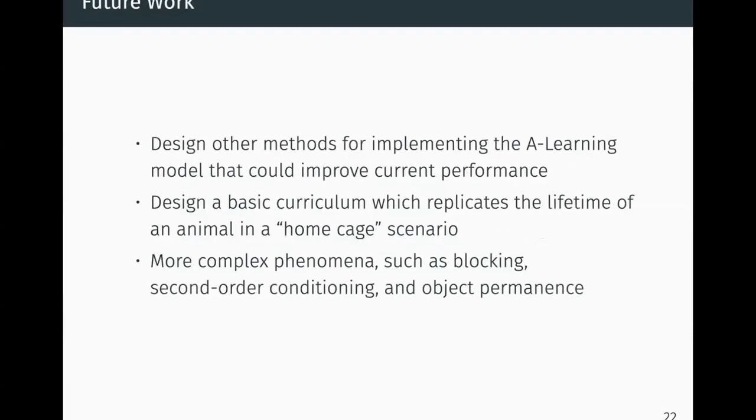And right now we're doing a basic curriculum that mimics the home cage scenario, where an animal grows and lives inside a cage and then has to do a series of tasks. And that's what the next step is.